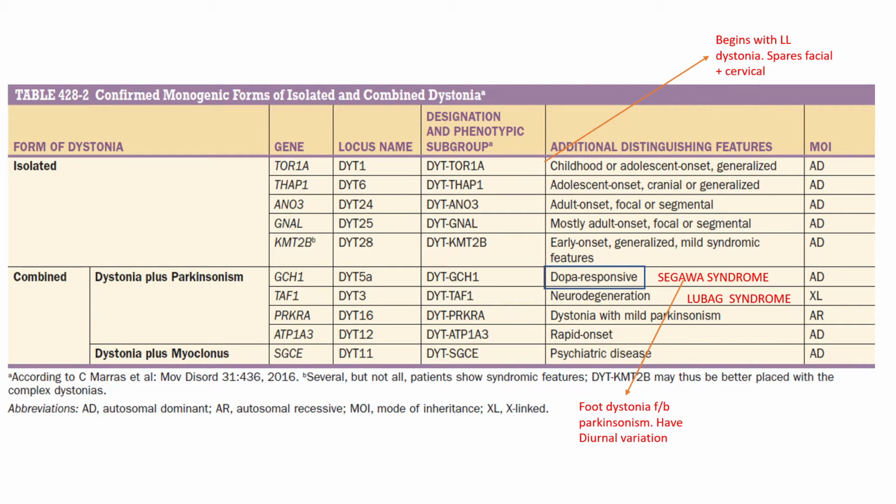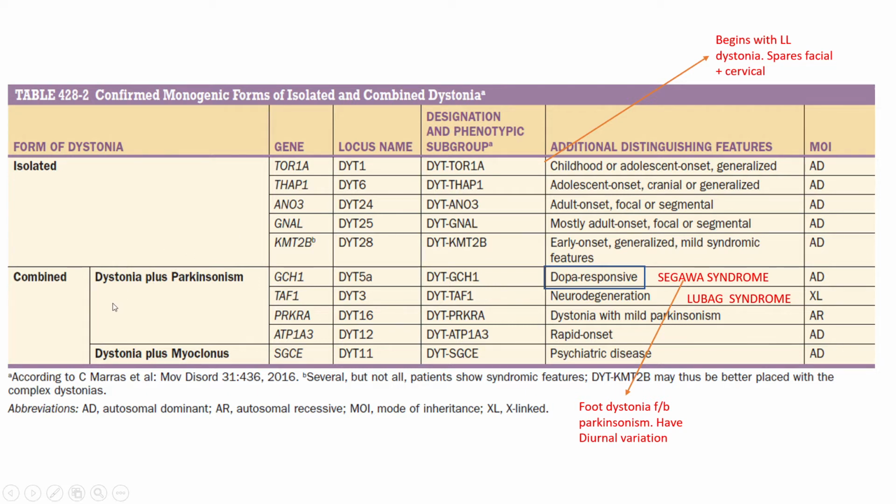So this table gives us some basic monogenic forms of isolated and combined dystonia. For the isolated dystonia, these are the various genes affected, and the locus names, and some additional distinguishing features. For example, the TOR1A gene with the DYT1 locus name occurs in childhood or adolescence, and characteristically begins with the lower limb and spares the facial and cervical region. So characteristic sparing of the facial and cervical region is seen in the isolated form of dystonia, right?